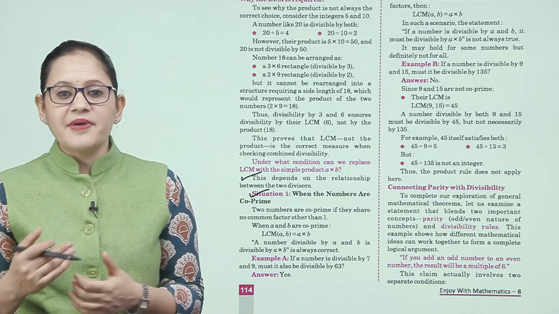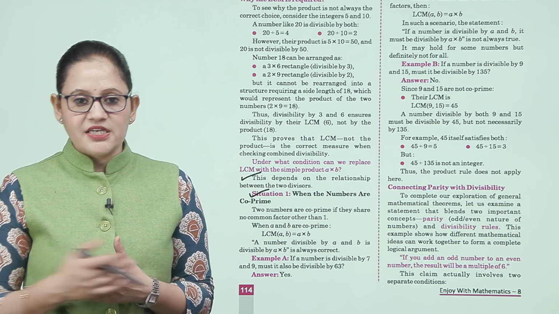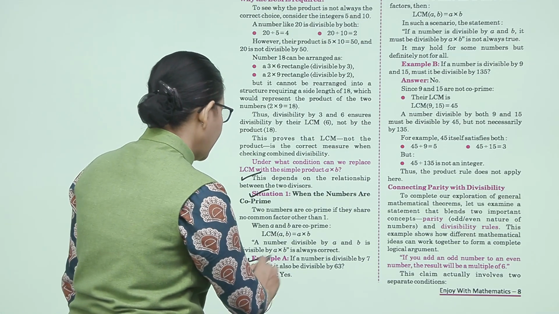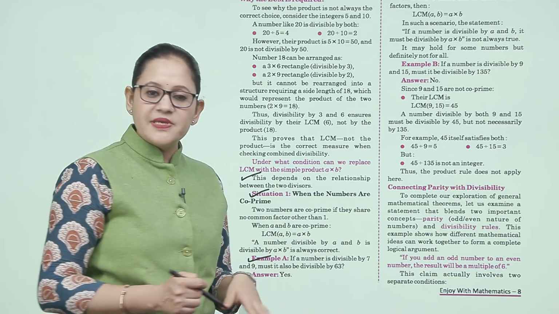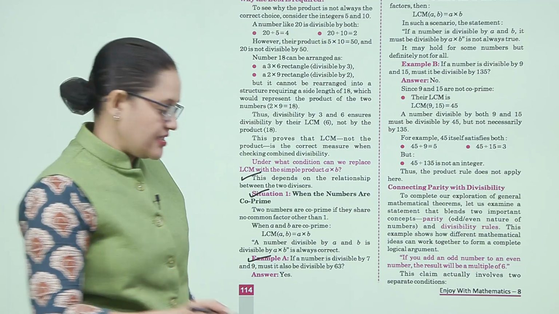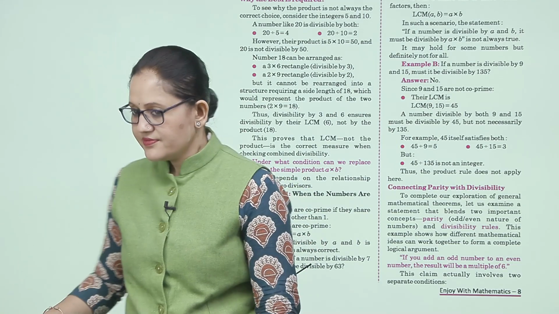A number divisible by a and b is divisible by their product, which is always correct in this case. Example: if a number is divisible by 7 and 9, must it always be divisible by 63, their product? Yes, because 7 and 9 are co-prime numbers.